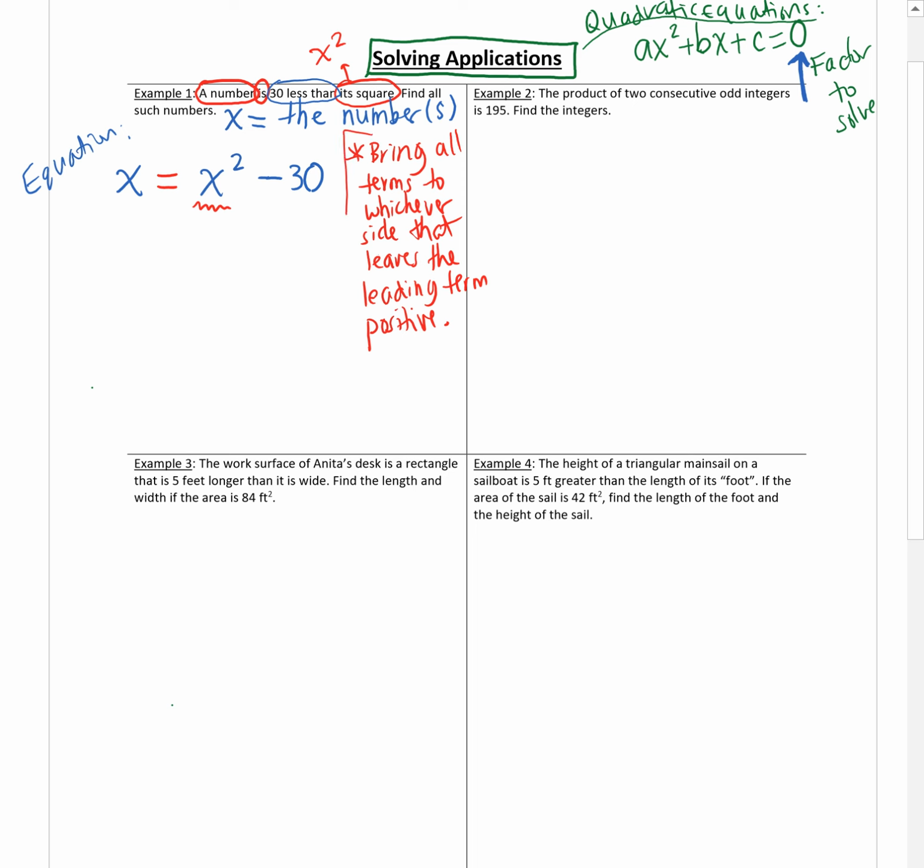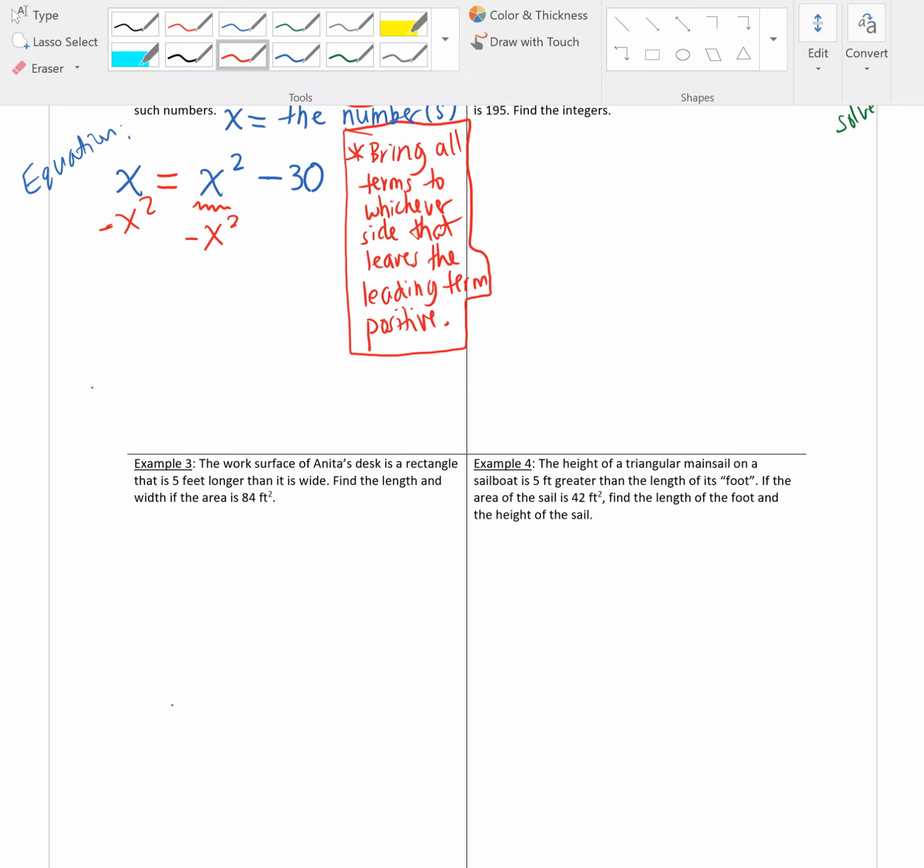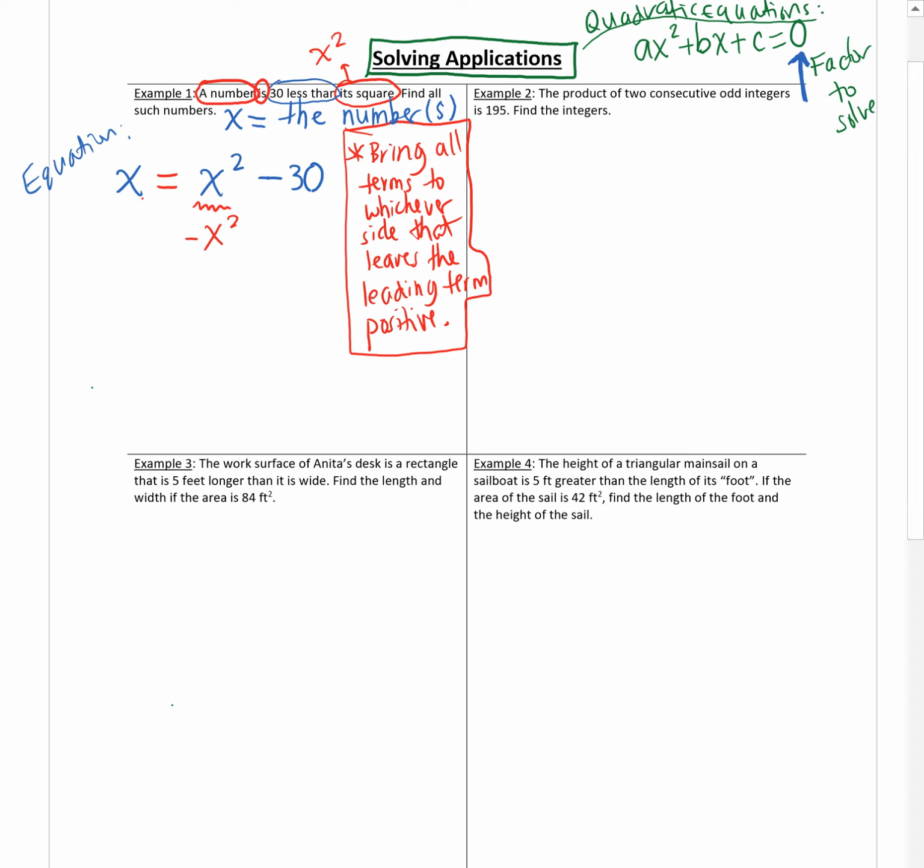So you want to bring all the terms to whichever side leaves the leading term positive. Right now, x squared is already positive because its coefficient is a positive 1. But if I try to move it to the left side, I subtract it, and it becomes a negative x squared. That's what I don't want, because it's harder to factor when your leading term is negative. So I want to move everything to the right side, since that way x squared wouldn't have to move or become negative.